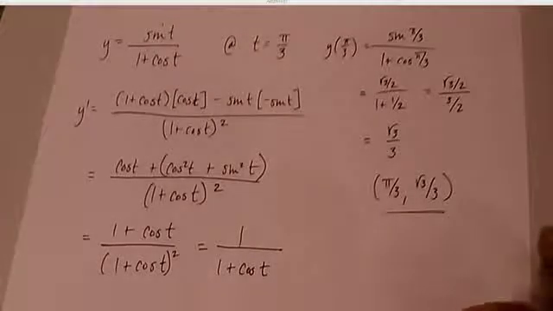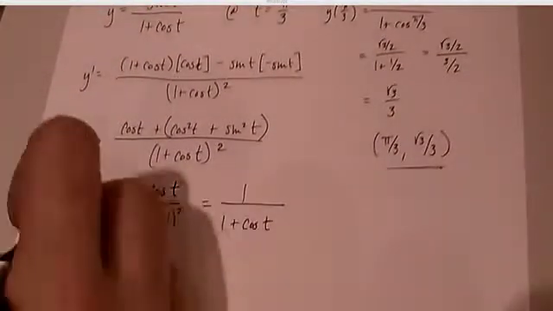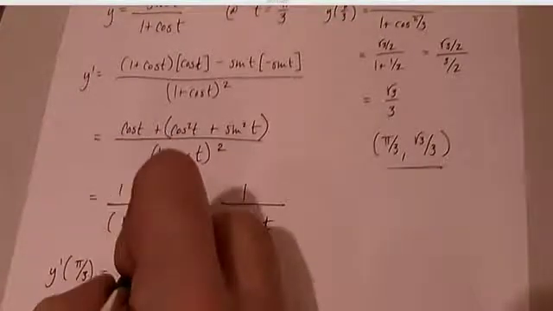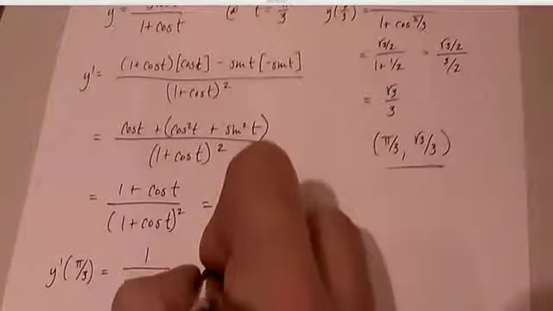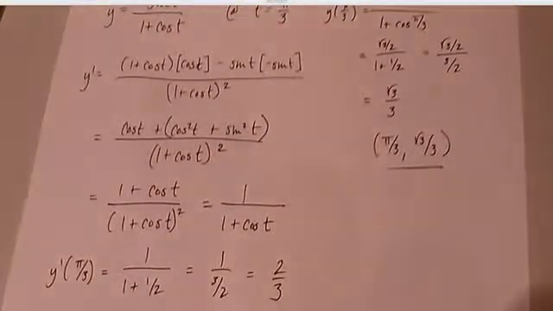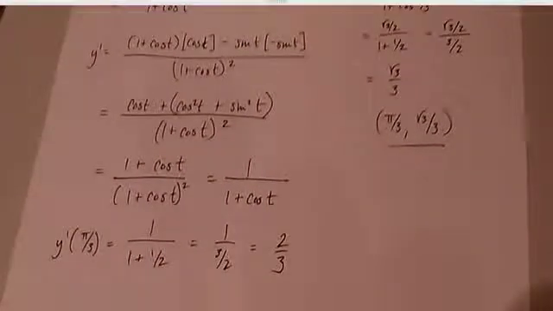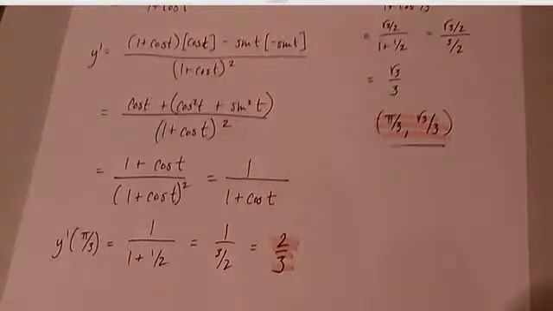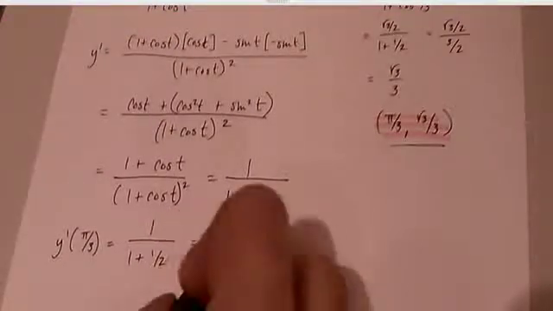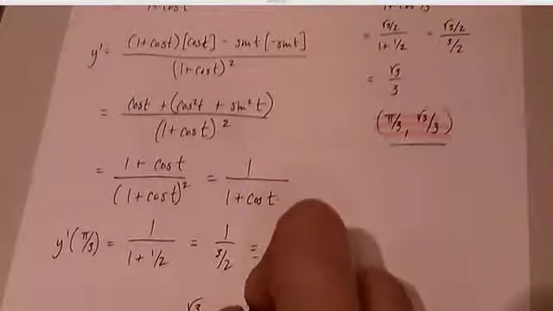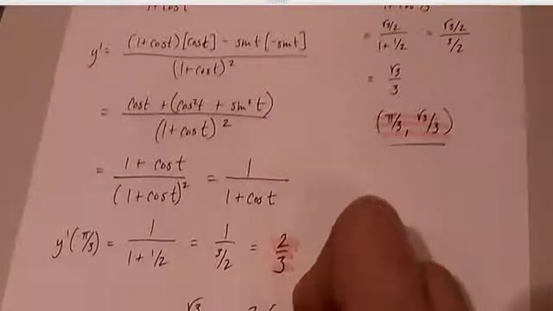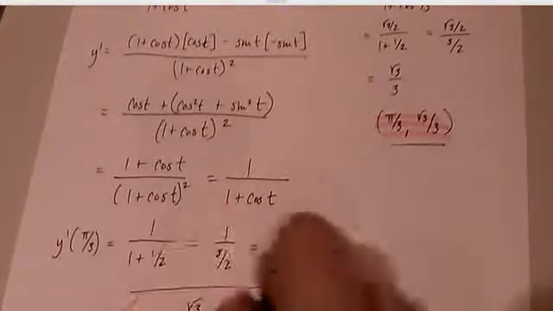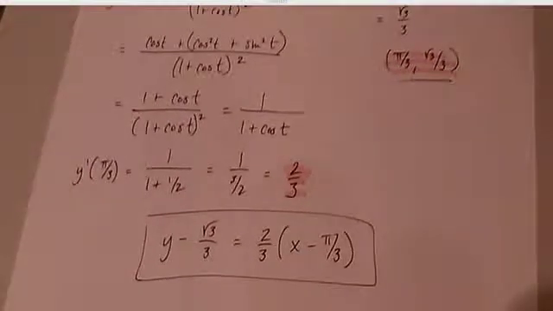That is going to simplify into 1 over 1 plus cosine t. Okay, so now I can actually evaluate the derivative at that same t value and get 1 over 1 plus 1/2, or 1 over 3/2, or 2/3. So in terms of point and slope, I now have both. And so all I have to do is y minus root 3 over 3 is equal to 2/3 times x minus pi over 3, and that can be my point slope, right?